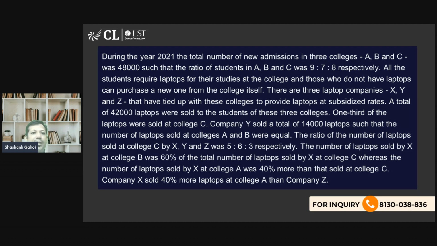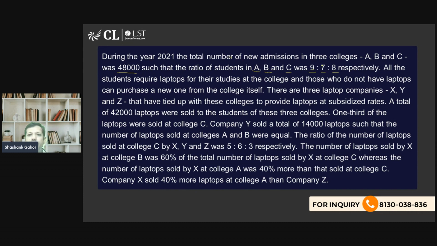There are three colleges A, B, and C. Okay, and what does it say in A, B, and C? It says that there were new admissions, and the number of new admissions was 48,000. Okay, fair enough. So the number of admissions was 48,000. The ratio of A, B, and C was 9 is to 7 is to 8.